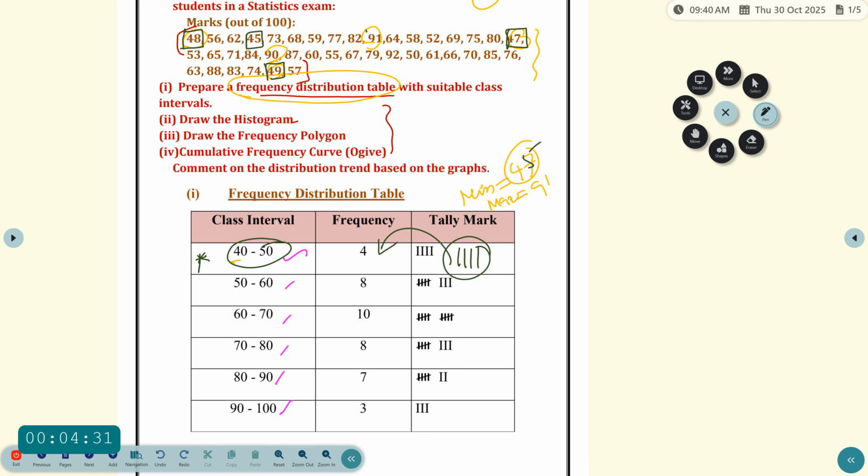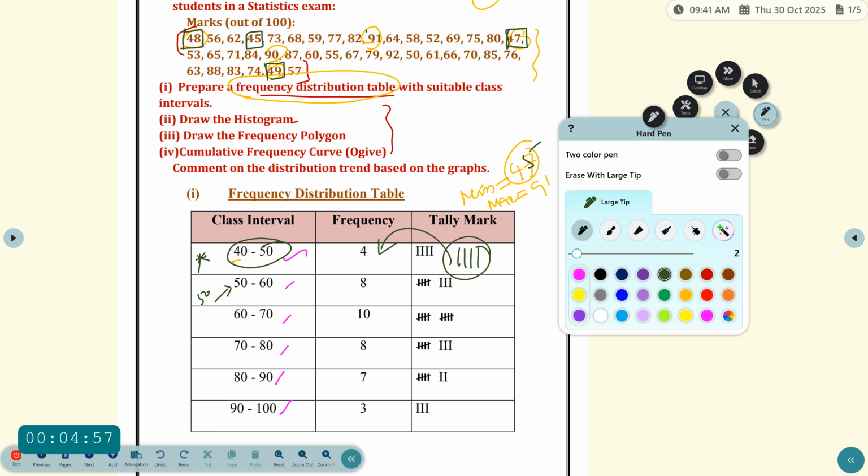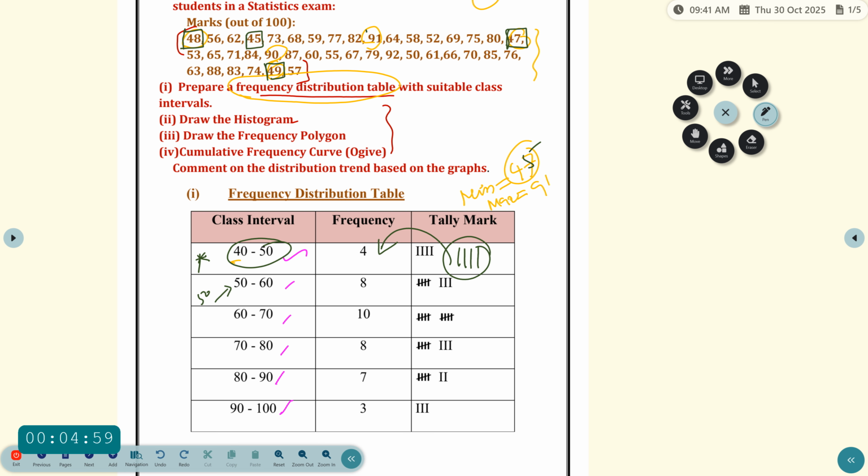Then similarly, let us find how many values lie between 50 and 60. Here the upper limit 50 is not included in the previous interval, so we include 50 in this interval, because it is an exclusive class interval. So 50 is included in the next interval. Now count the data between 50 and 60. How many data lie between 50 and 60? Let us try.